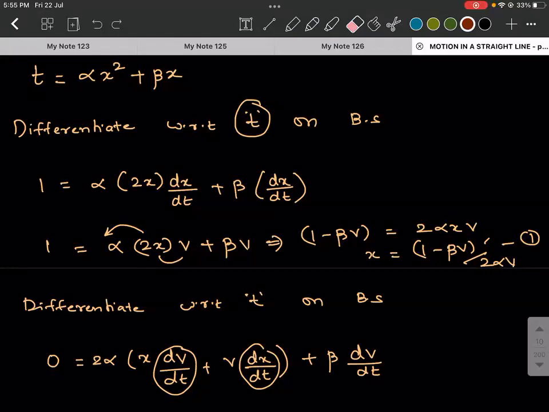So these kind of problems you can expect in competitive exams. If you're preparing for it, start doing it.